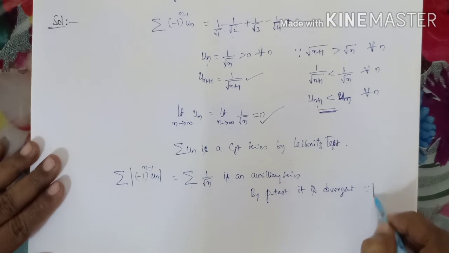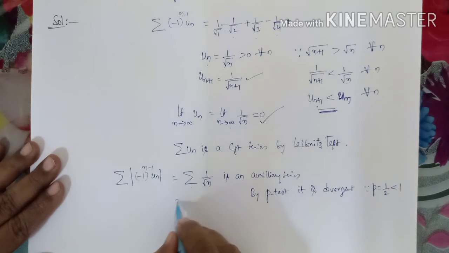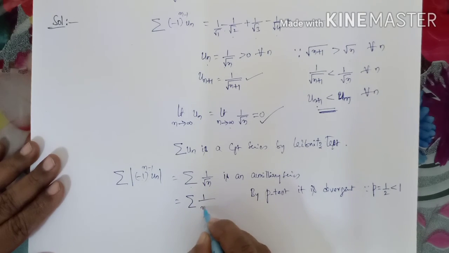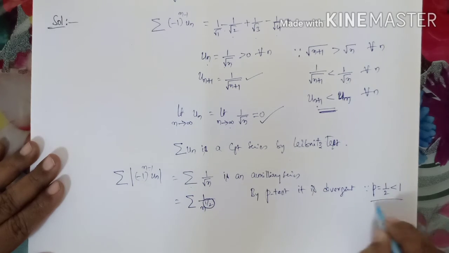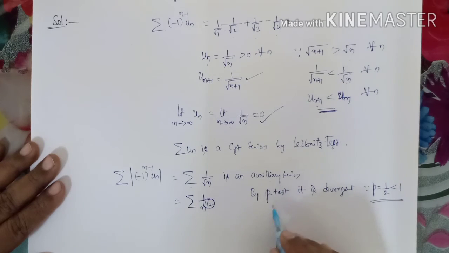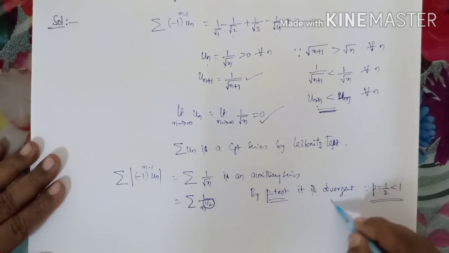Here we write this as sigma 1 by n power 1 by 2. Here P is 1 by 2, which is less than 1. So for P less than 1, by auxiliary series test, that is by P test, this is a divergent series.